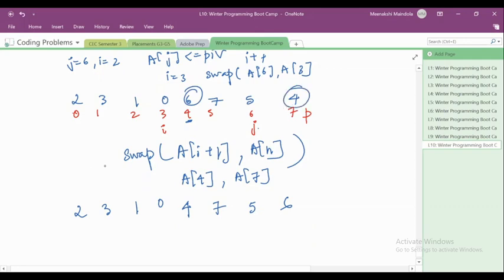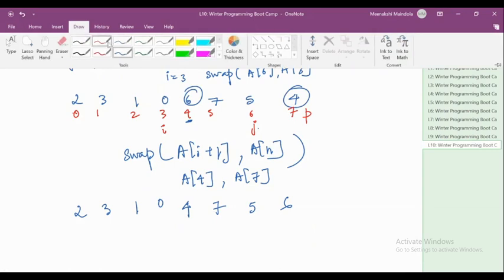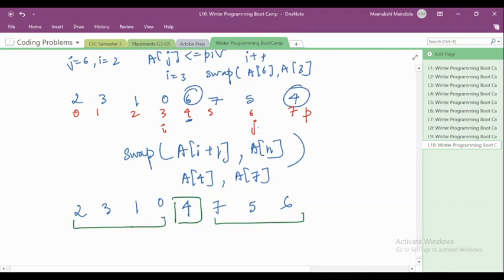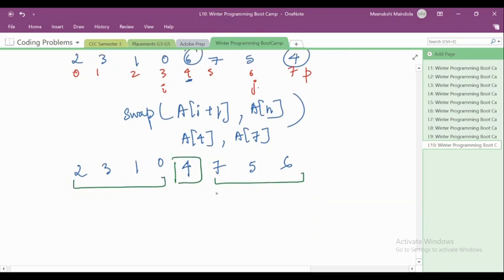6 and 4, right? So now you say that the pivot has come to its original position, which is 4, the pivot element. It is now in its original position, and you consider this half of the subarray as different, this half of the subarray is different, and then again you perform quick sort on this separately and quick sort on this separately, right?